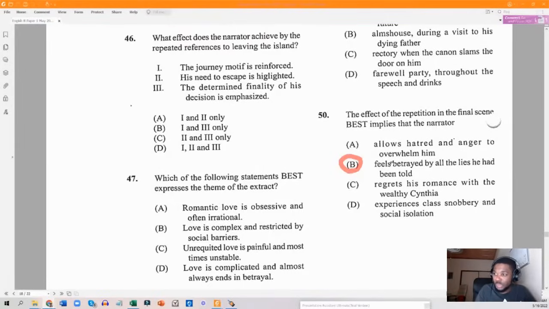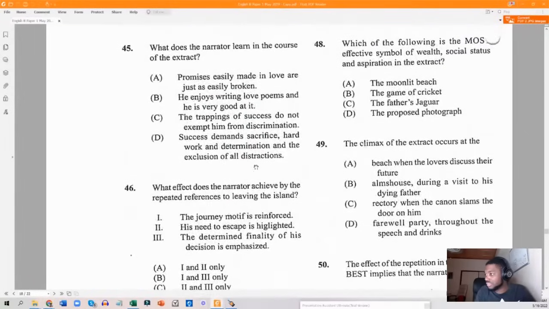Obviously, the speaker is showing how betrayed he feels by the lies he has been told. And this actually ties into this answer here for number 50, the answer for 45. Two different questions that are basically targeting the same information in the text.